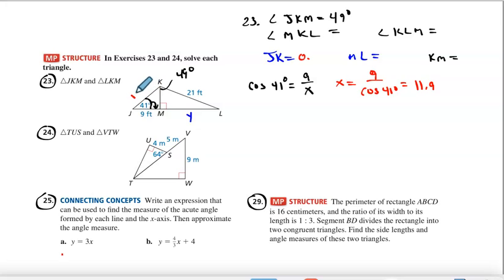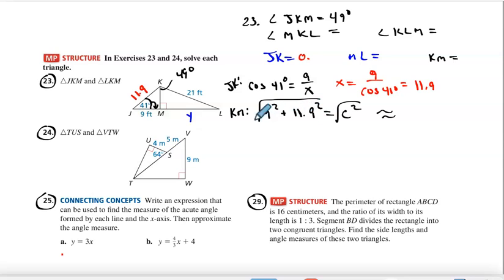So now we have this one. Okay, that means Km. This is for JK. For Km, I'm going to use the Pythagorean Theorem here. So I'm going to say that 9 squared plus 11.9 squared is equal to c squared. Square root of all that. And I'm going to put pretty much the square root of 9 squared plus 11.9 squared on my calculator.